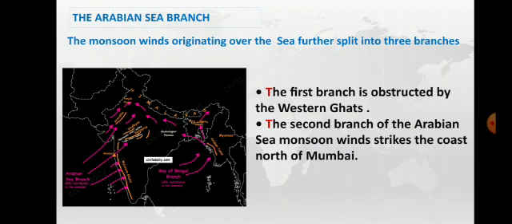Okay, so second is that the second branch of the Arabian Sea monsoon winds strikes the coast north of Mumbai. You can see towards Mumbai one arrow is passing, isn't it? And it is reaching towards the Narmada Tapi Valley.